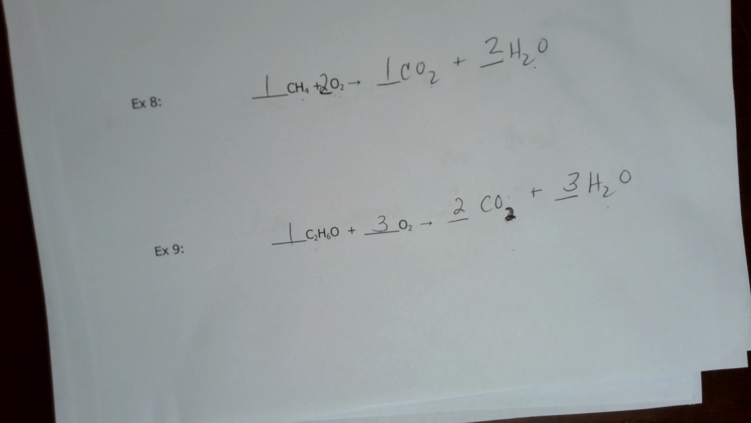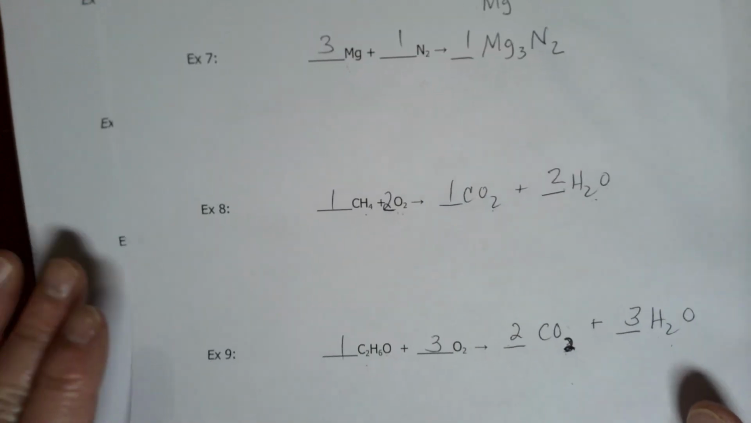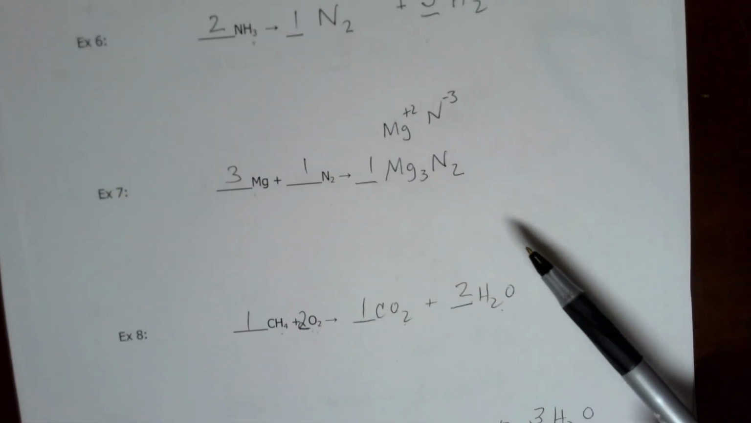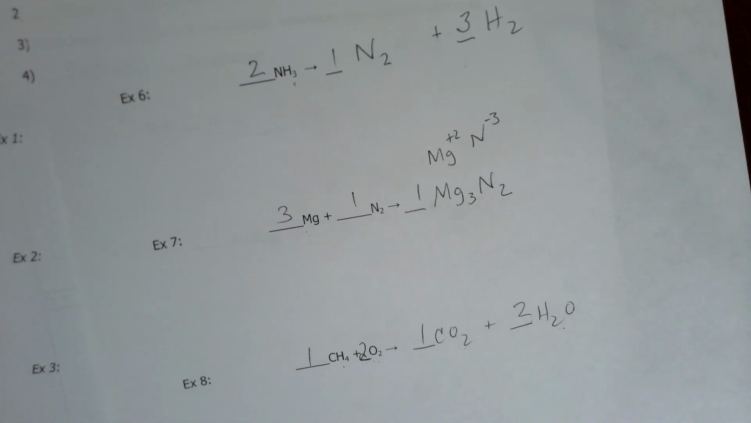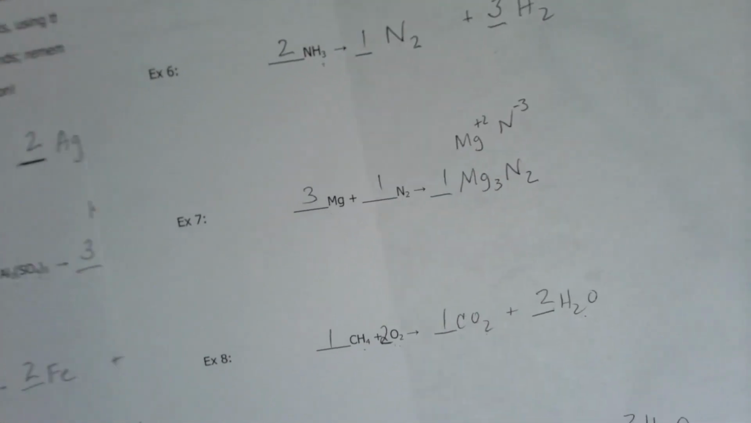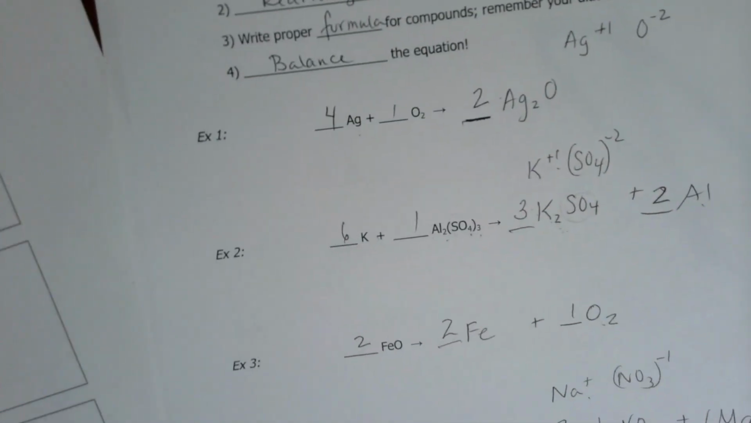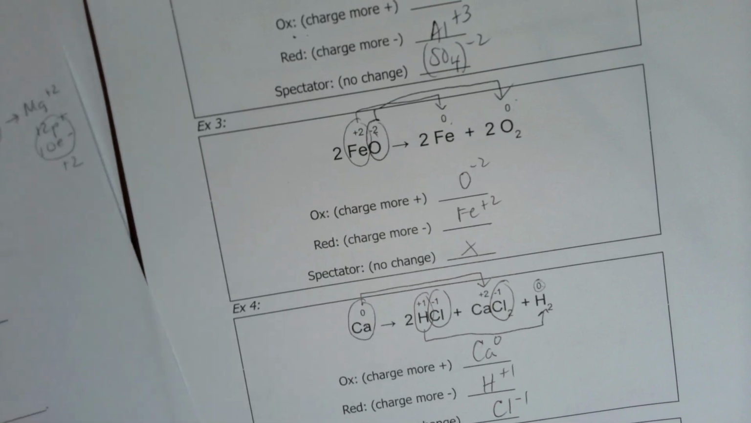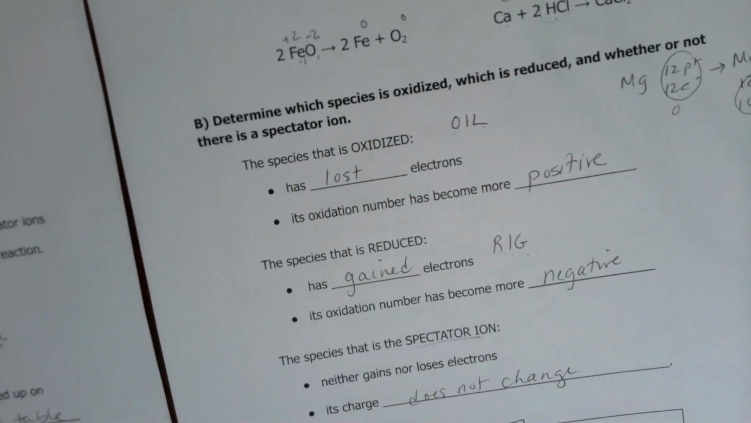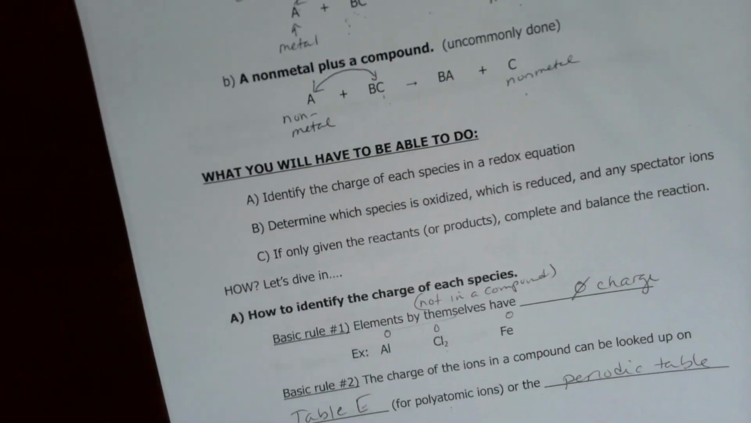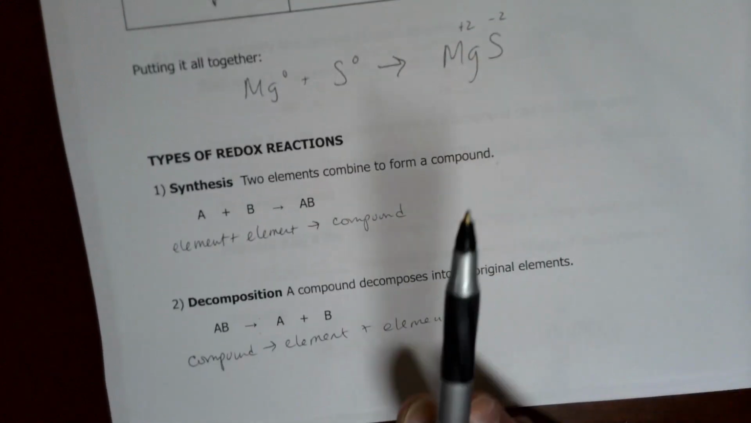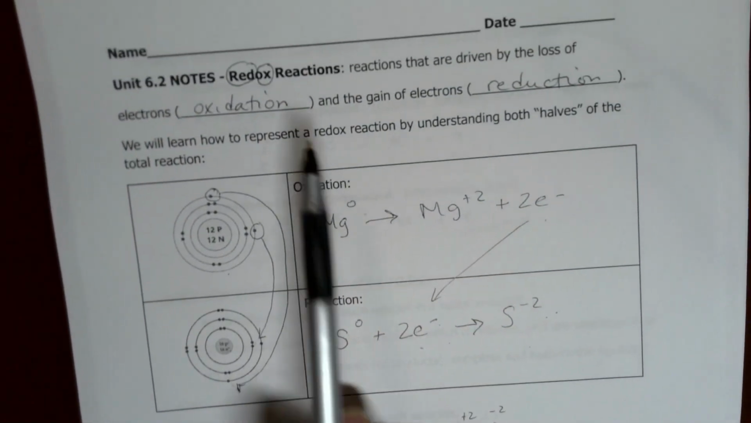All right, so in this video lesson, we have learned how to predict products of redox reactions by recognizing the reaction types and then following our rules for writing formulas. We have learned how to identify what substance gets oxidized, what substance gets reduced, and we have studied a little bit further synthesis, decomposition, and single replacement reactions. That's it for this redox lesson. I'll see you back in the classroom.